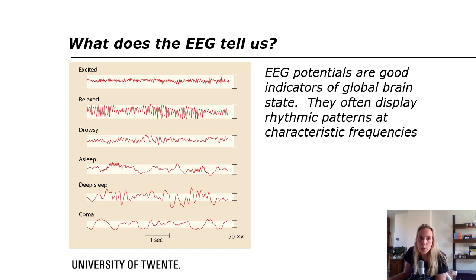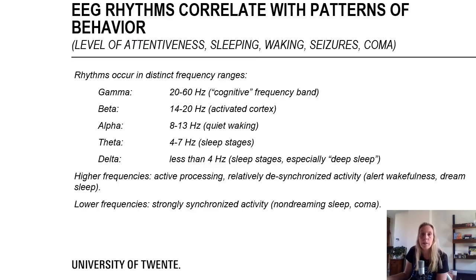I think what you will notice going from very excited to coma is a slowing of the frequency. Higher frequencies are in the EEG when you have a high cognitive load, whereas if you go into a coma or into sleep, you see that lower frequencies are more present in the EEG. So you could attach certain states to certain frequencies.